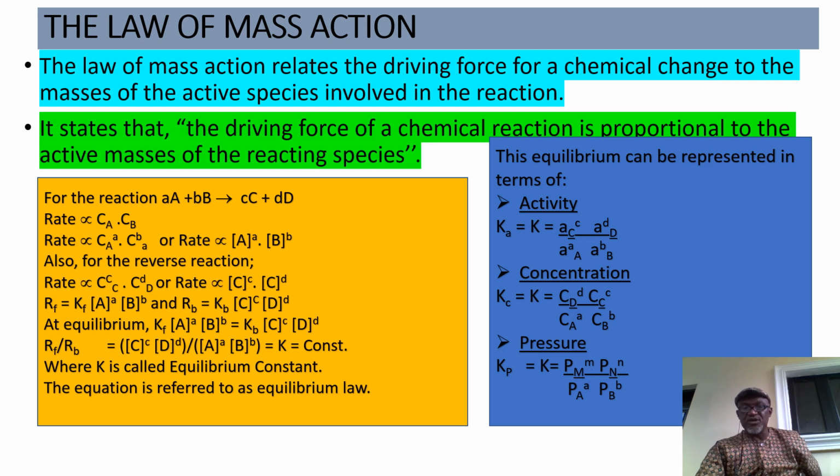And this equilibrium constant can be represented in 3 ways. 1 is activity, 2 is in terms of concentration, and 3 is in terms of pressure. Of course, pressure and concentration are the same, except that when we talk about pressure, we are referring to gaseous components.